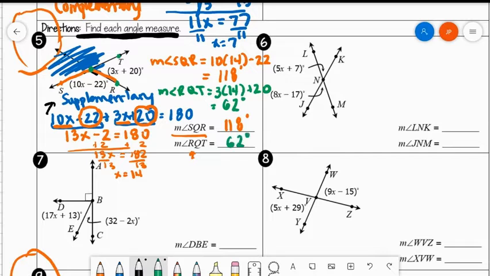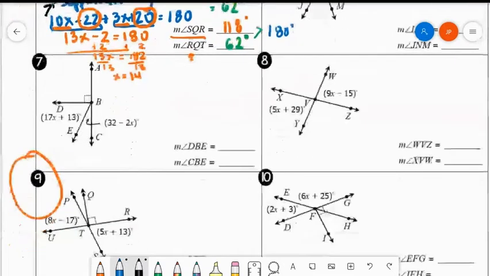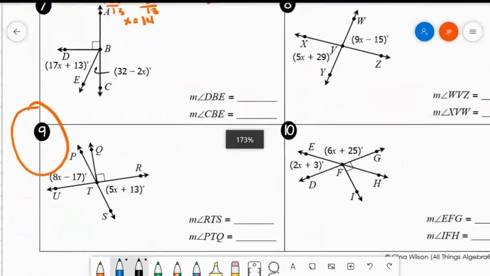And a good way to check yourself: when you started this problem, you knew that these angles needed to be supplementary. Well, in the end, I got one of them was 118 and one of them was 62. If I put those numbers together, I will get 180. So that's a little check for yourself for, did I actually do this problem right? Okay, let's move on down to number 9.